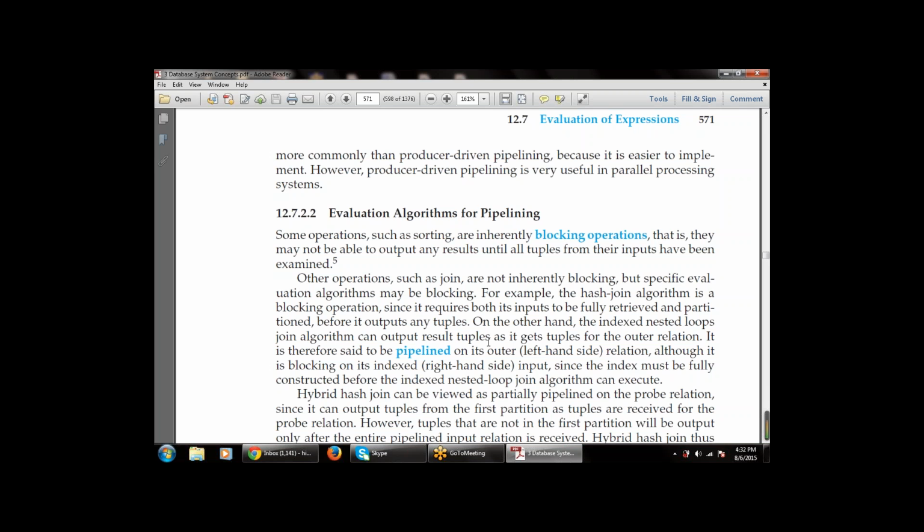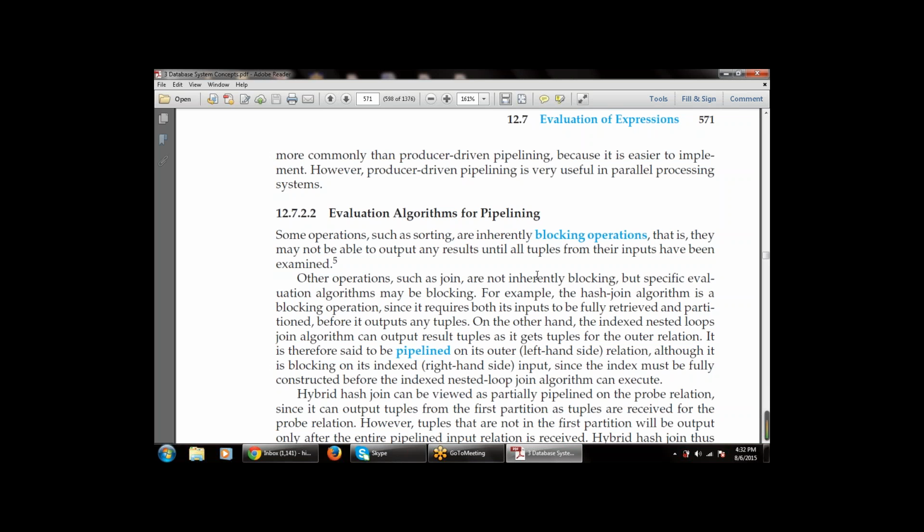Some operations such as sorting are used as blocking operations, that is, they are not able to output any result until all the tuples from the input have been examined. That is, they are not providing any result until the rows have been examined.